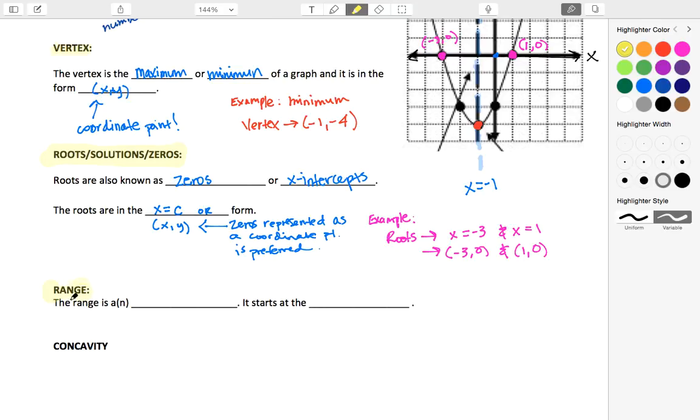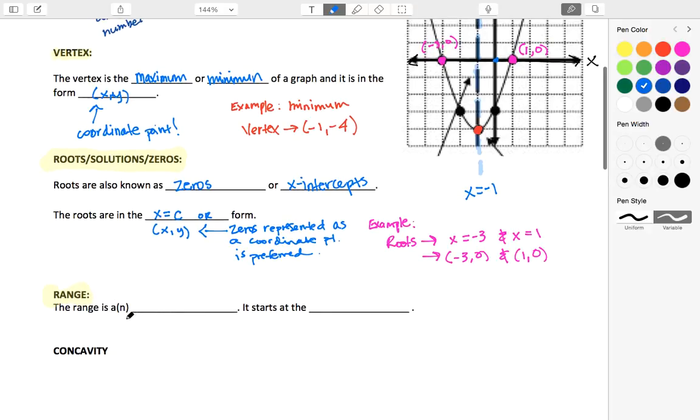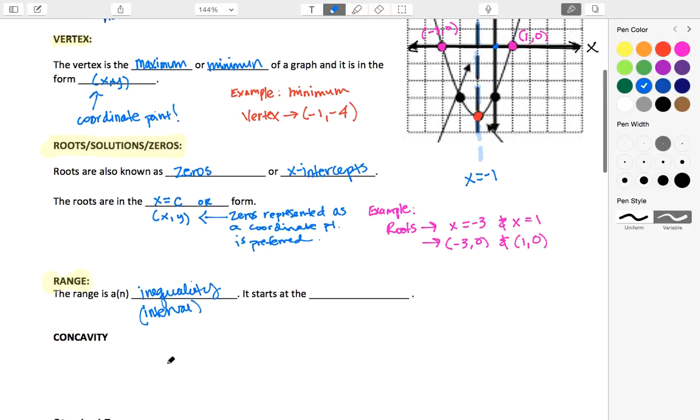Okay. Now, range is another vocab word. And this one is a little bit tricky. So if you still have questions about this one, that's okay. I understand. I'm going to explain this one as best as I can. But the range is an inequality or an interval. All this really means is that it's a collection of y values.